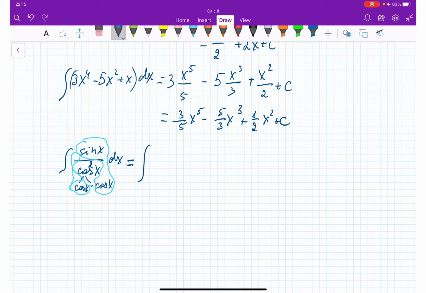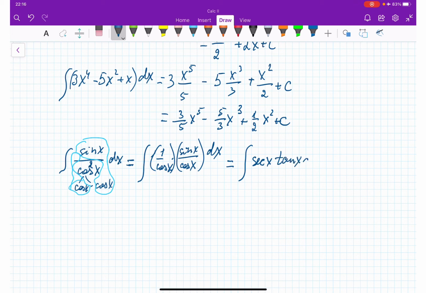Let's watch here. I'm going to do 1 over cosine x times sine x over cosine x, and all this goes under dx. Okay, so let's change it a little bit. 1 over cosine x is secant x, right? And sine by cosine is tangent x, right?